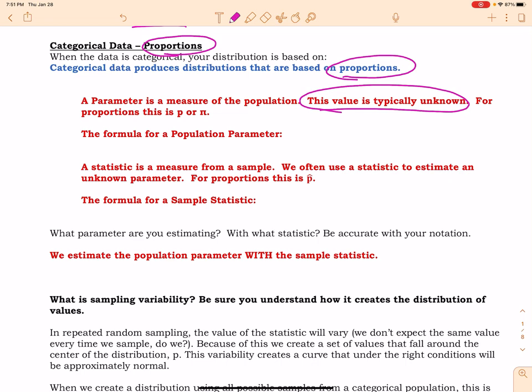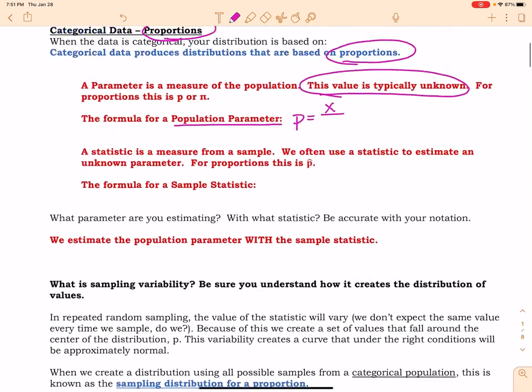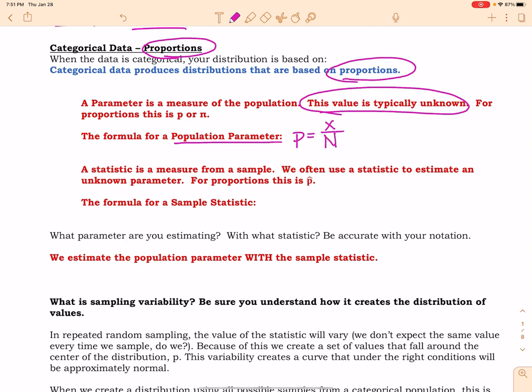So it's not very realistic, nor cost effective or time efficient, to find all of that information for every single person in the population. So it's often that the population parameter is unknown, and we recognize that as p equals X. In this case, it would be the number of high school seniors with a driver's license out of the capital N total population of Texas high school seniors.